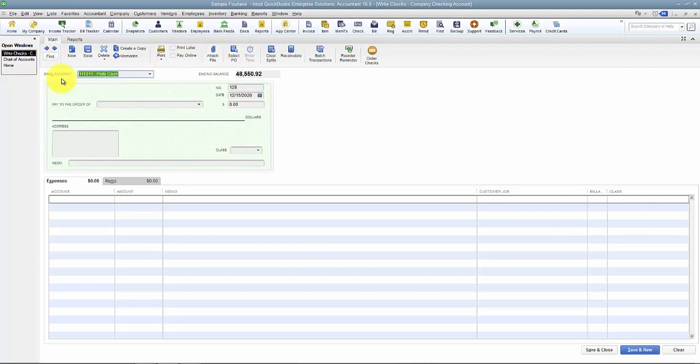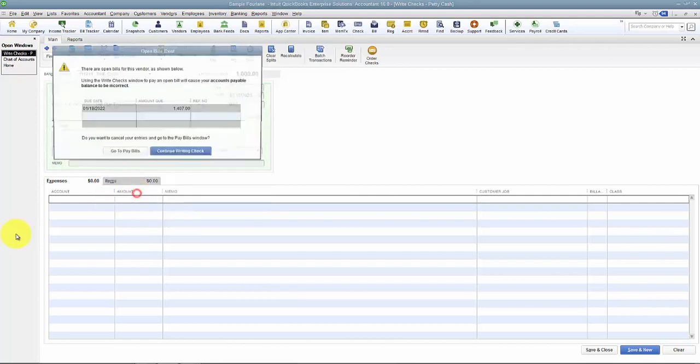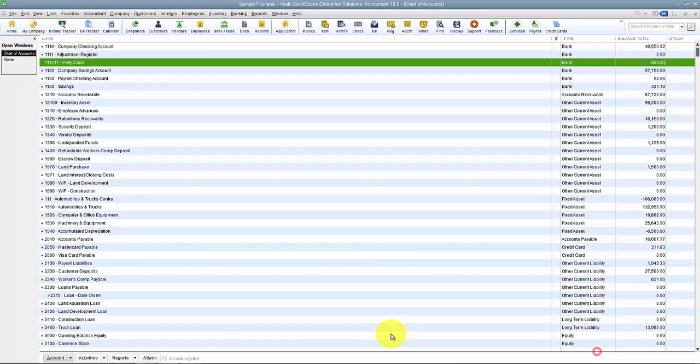Okay, so come in here, petty cash. We obviously don't have numbers, because there's no reference number in there. Who did you pay? So I'm going to say I paid All-Star Truck. How much did you pay? $40. And then I say, what was it for? Gas and oil. Again, I can put classes in. I can put what customer is associated with if it was for a particular job. And I say save and close. So that goes ahead and removes $40 out of my petty cash account, and then it shows that I have an expense of $40.